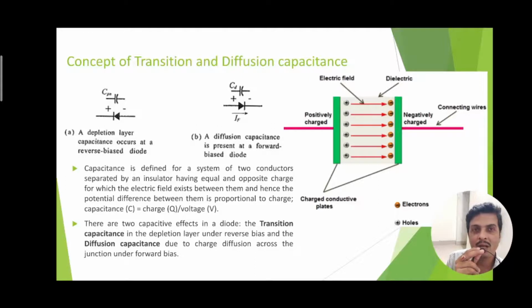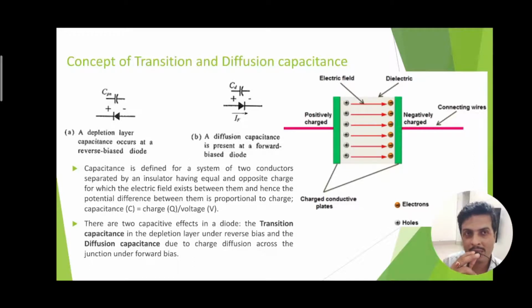The diodes are made up of P and N type semiconductor. In between the P and N type semiconductor, a depletion region exists. Now, if you compare this PN junction diode with a capacitor, they have a similarity because they have the conducting plates, P type and N type semiconductor, and in between, the space charge region or depletion region looks like a dielectric material.